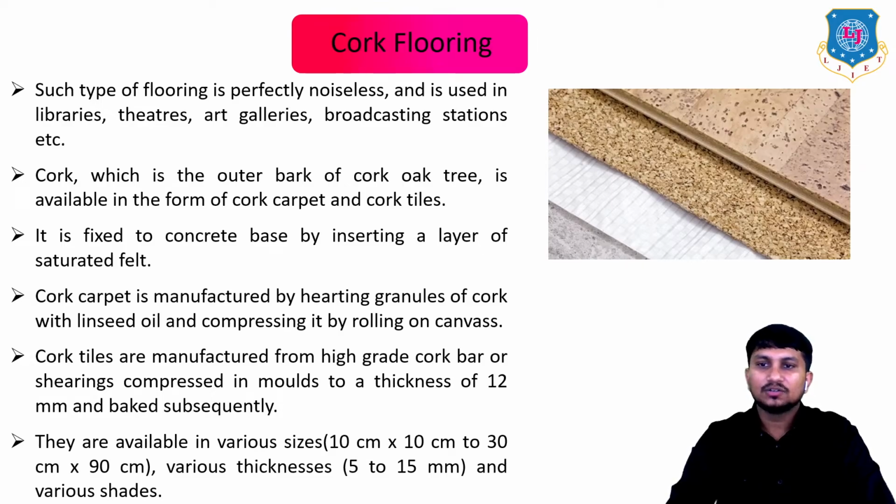Okay. Then cork carpet is manufactured by heating granules of cork with linseed oil and compressing it by rolling on canvas. Cork tiles are manufactured from high-grade cork bark or shavings compressed in molds to a thickness of 12 mm and baked subsequently. They are available in various sizes like 10 cm by 10 cm to 30 cm by 90 cm, having various thicknesses such as 5 to 15 mm and also available in various shades. Okay, this is how cork flooring looks like.